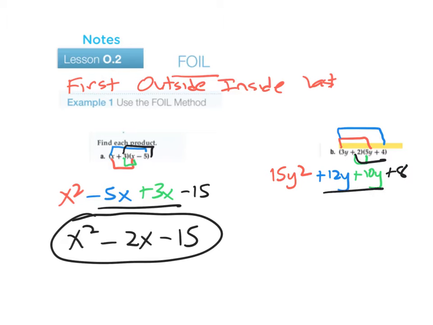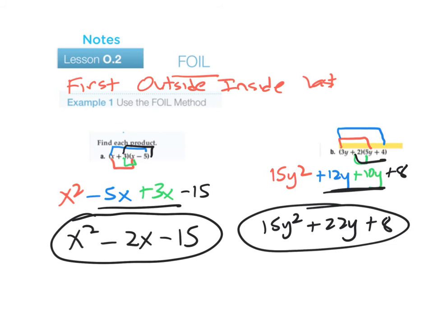And when I combine like terms, which are the middle terms, I get my 15y squared, my 22y, and then 8, and I end up with my polynomial.